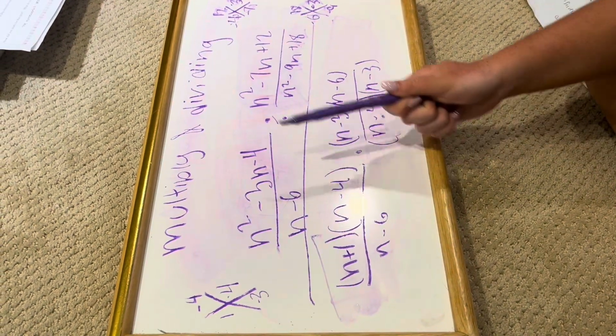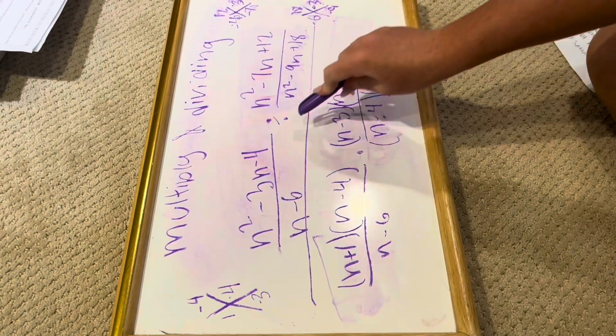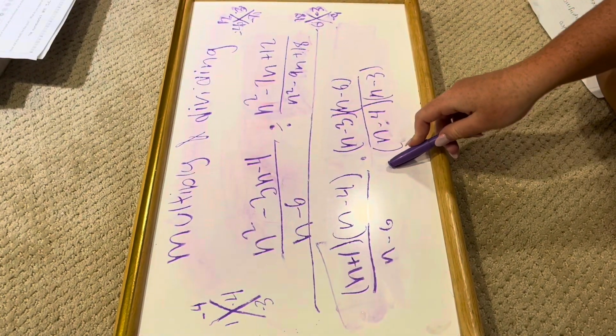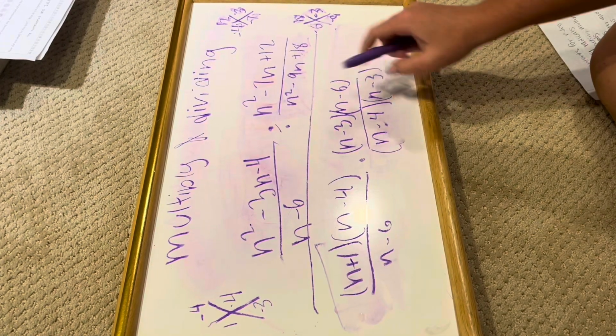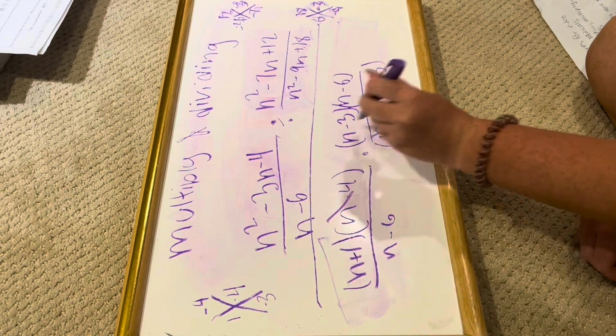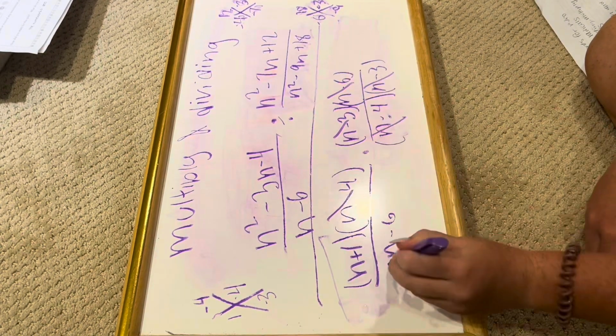When dividing polynomial fractions, you must keep the first fraction, change the sign to multiplication, then multiply by the reciprocal of the second fraction. From here, the process is the exact same as multiplication. Make sure you remember to change your second fraction to the reciprocal.